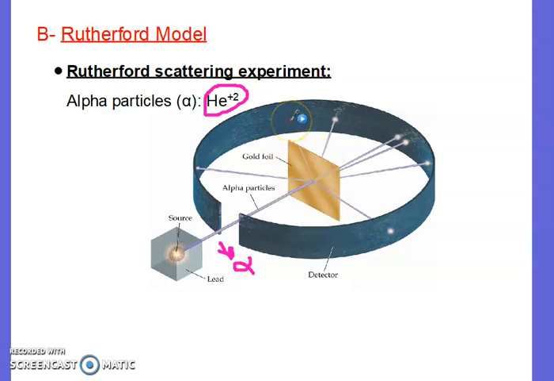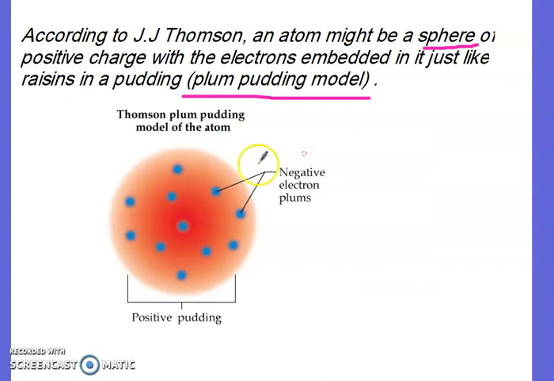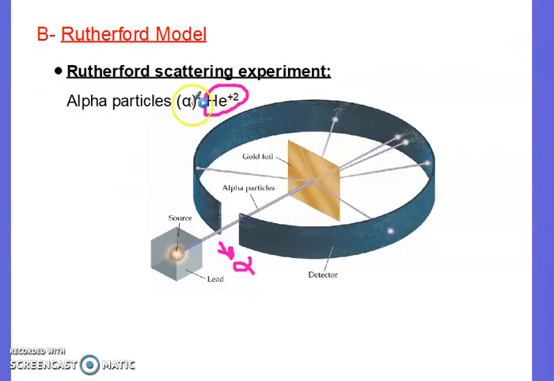Look here at what happens. Most of the beam, more than 90%, crossed the gold sheet. But according to Thomson's model, the atom is positive. Clear? And the small particles called electrons are embedded in this positive sphere. And also here is a positive alpha.